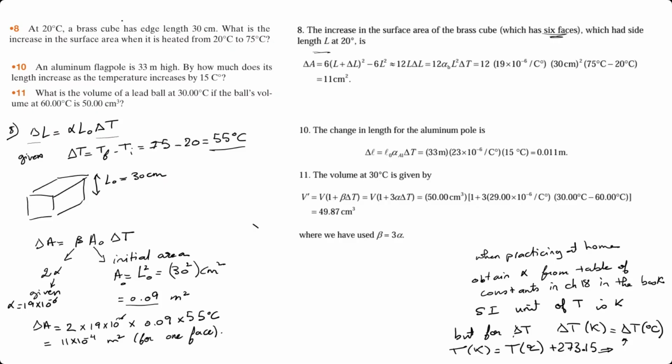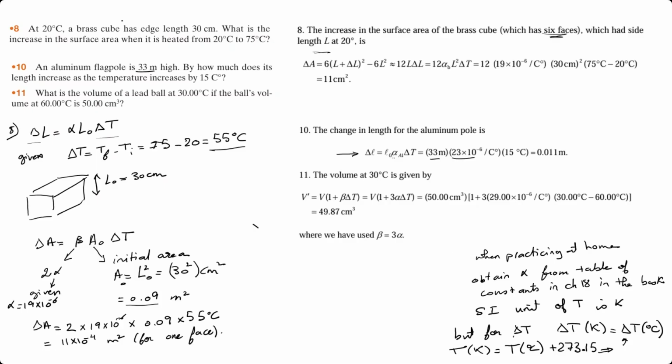Okay, so let's check the next question, question 10. An aluminum flagpole is 33 meters high. By how much does its length increase as the temperature increases by 15 degrees Celsius? This is very easy. We're talking about a length increase here, so I will directly use delta L, which is L0 alpha delta T. The initial length of the flagpole is 33, so I'll substitute L0 by 33. Alpha is the coefficient of linear expansion of aluminum, which I will look up from the table. It's 23 times 10 power minus 6.